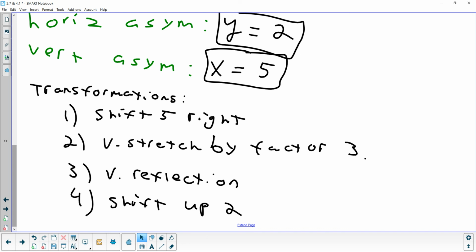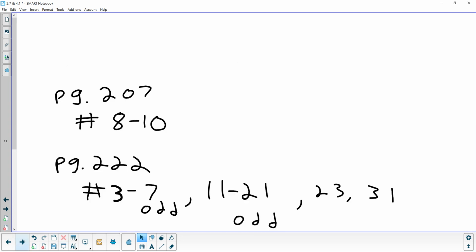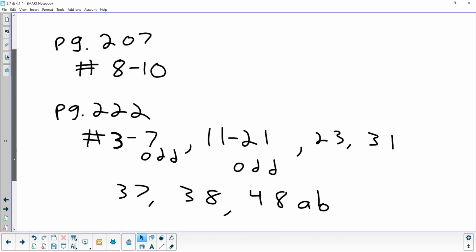So there's one thing we didn't get to. That's fine. We'll do it tomorrow. So I'm going to take one question off the homework, and it's a mixture problem. If it wasn't on the test, I would probably skip it, but it is going to be on the test, so we'll do it tomorrow.